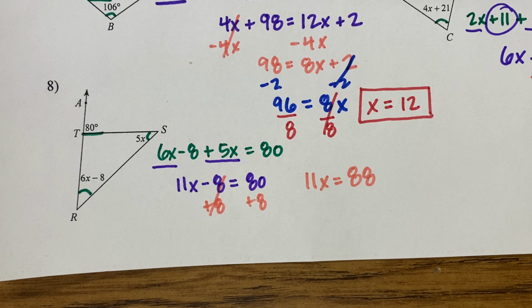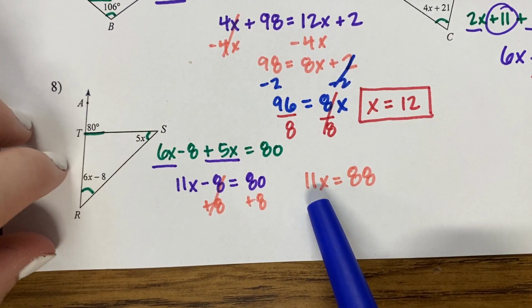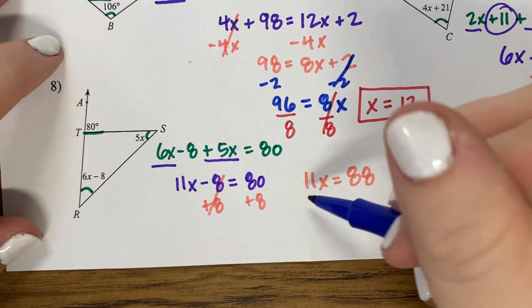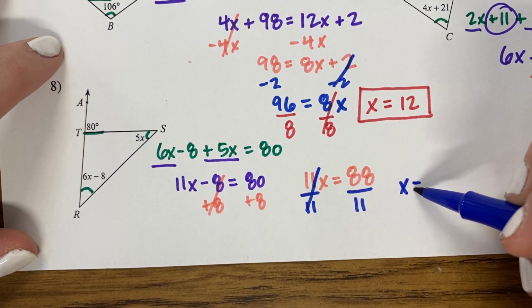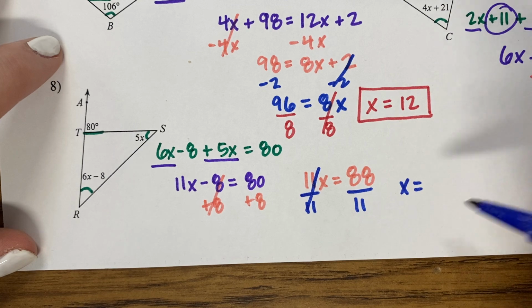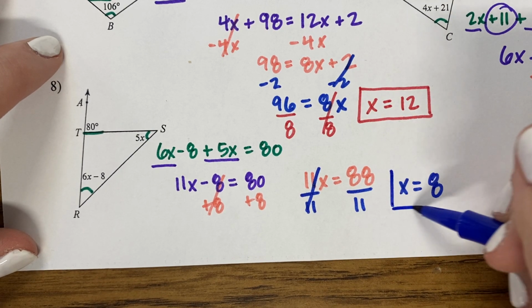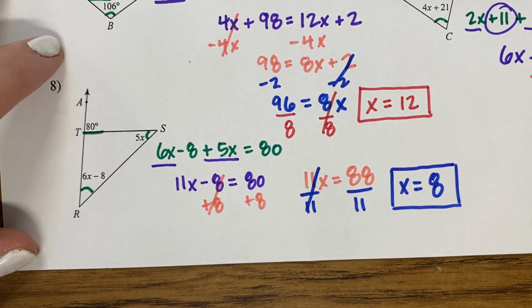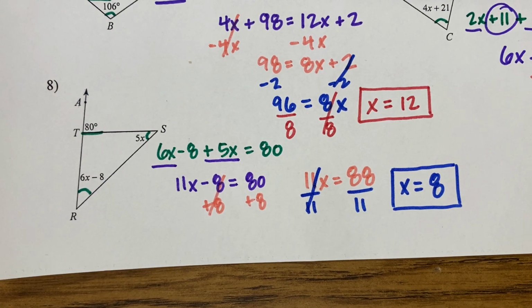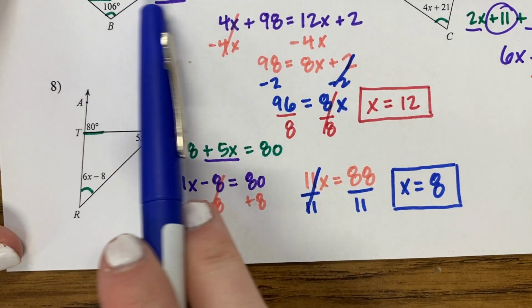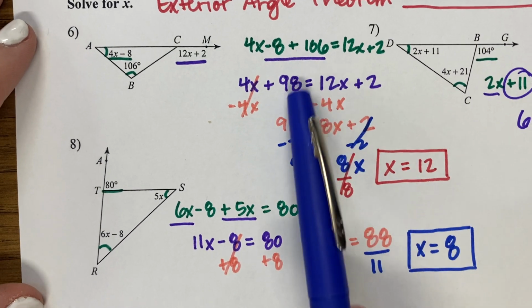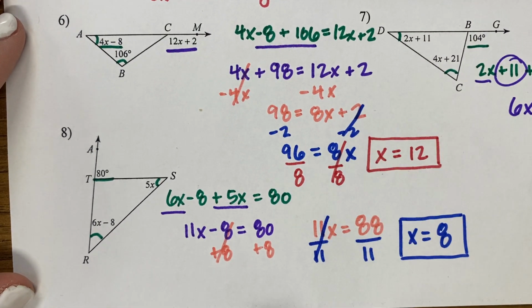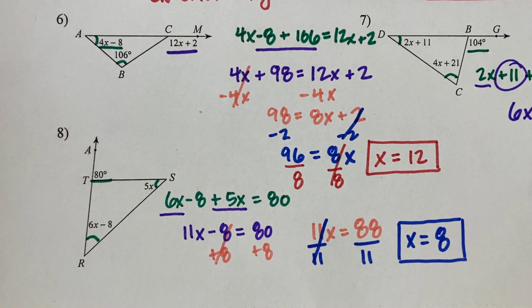Okay, my very last step for getting x all by itself, I have to do the opposite of times by 11. So we're going to divide by 11. And I get x is equal to 88 divided by 11, which is 8. Beautiful. Okay, so that was the exterior angle where we're solving for x. Just set up an equation, make sure all of your x's are on one side and get x all by itself. Okay, those are your notes. You have an assignment that goes with it.